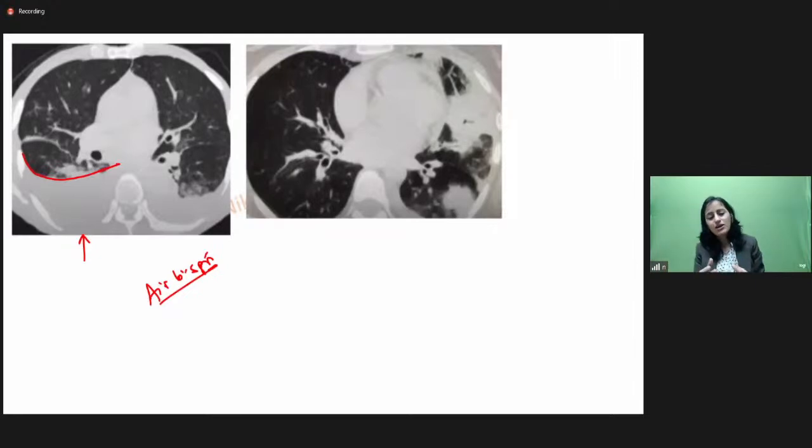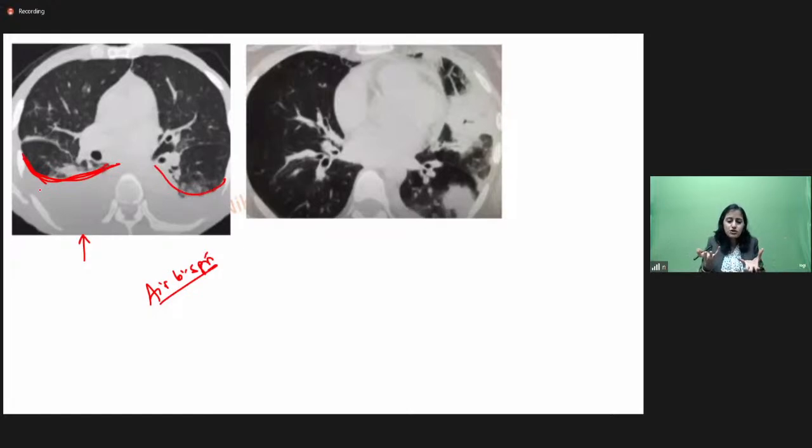When you have consolidation, you'll see the bronchi going through it. Pleural effusion is extraparenchymal. Bronchi do not go in the pleura. You will not see the air bronchogram sign. Plus, classically, you see this crescent shape of the level. You are seeing this crescent shape. It is occupying the entire hemithorax.